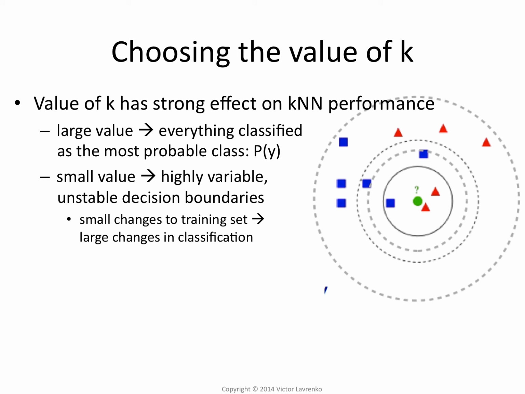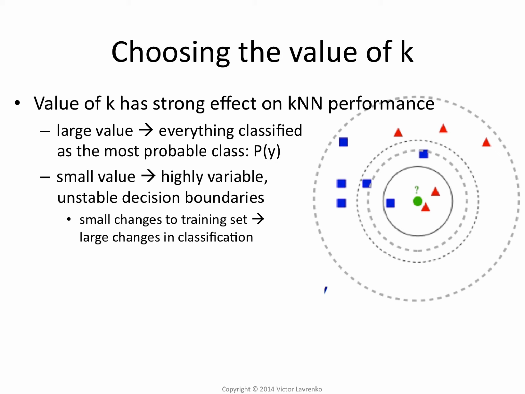If you pick small values of k, you get the problems that we discussed about with variability of the decision boundaries. Small changes to the training set will result in massive differences to the decision boundary. So you will classify new data differently based on tiny perturbations of the training set, which is not good. So it's a high variance classifier.